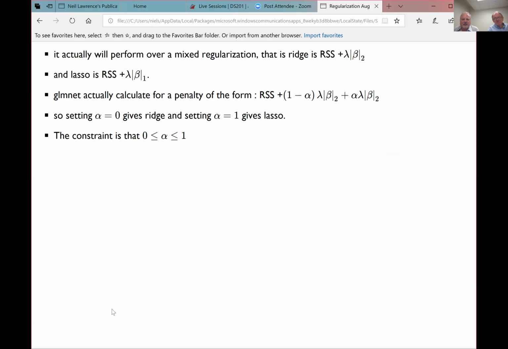In case you're using it, I just want to point out that glmnet will actually give you a much more complicated penalty. It'll look at your loss function plus a certain amount of L2 loss plus a certain amount of L1 loss. Okay? So this parameter alpha is a parameter in the function, and depending on how you set it, alpha equal to 0 gives ridge, and alpha equal to 1 gives lasso. Alpha is always between 0 and 1, but it gives you an extra hyperparameter you can deal with.